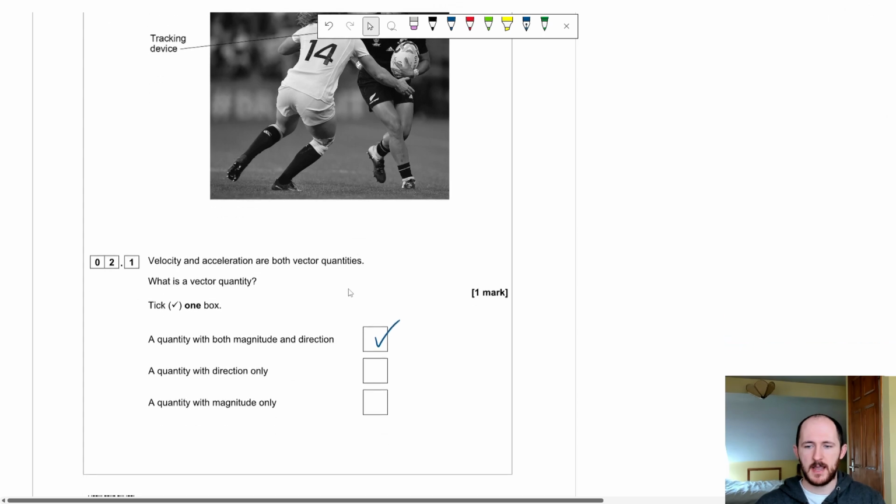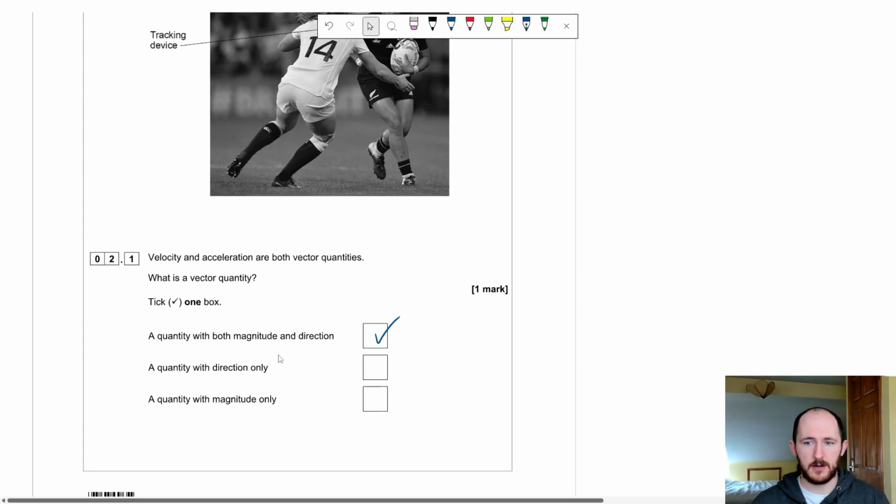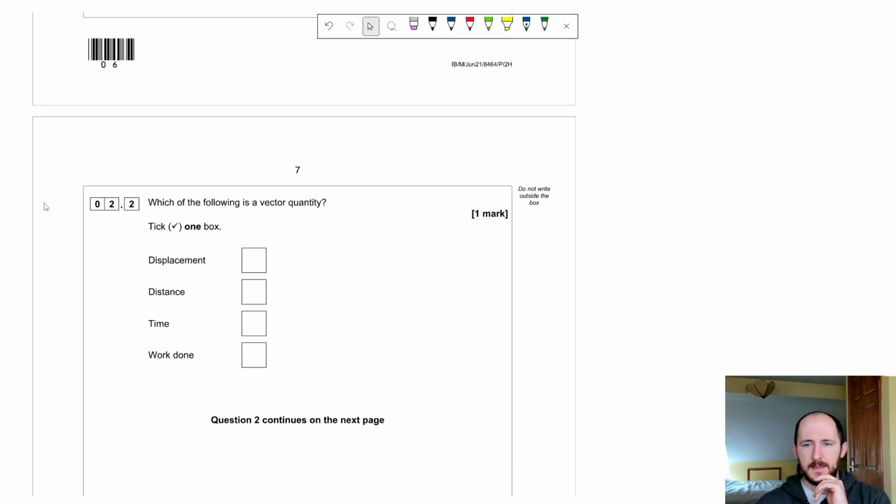If any of you want to do engineering or anything like that in the future, or maths or physics, vectors are going to be your bread and butter. They are very, very useful in real life. Then it says, which of the following is a vector quantity? Tick one box, which is quite nice because sometimes they just say tick all that apply.